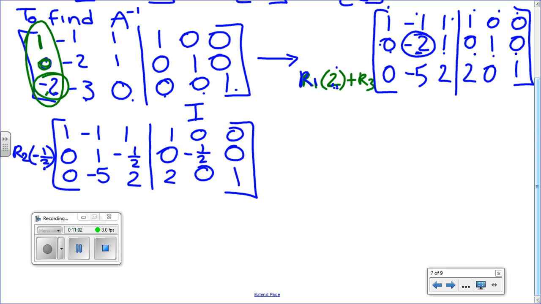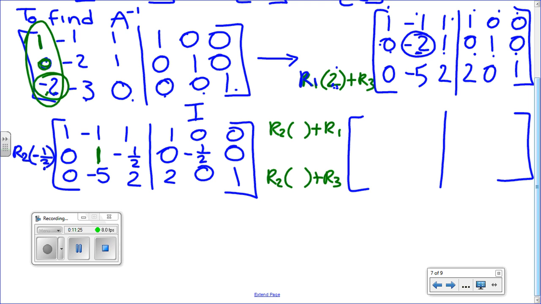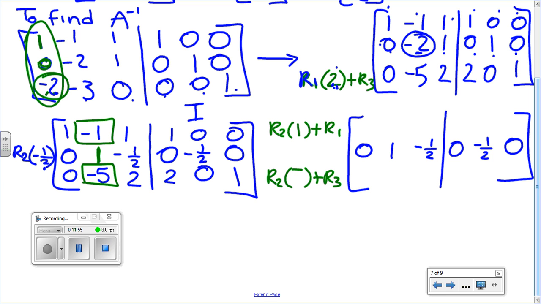Okay, so now our leading row is the one that contains that 1, so it's R2. So we're going to use R2 to create a new R1 and to create a new R3. So let's copy R2. 0, 1, negative 1/2, 0, negative 1/2, and 0. Okay, so we gotta make this negative 1 into a 0. So what is the additive inverse of negative 1? 1. Very good. And then we need to make this negative 5 into a 0. So what is the additive inverse of negative 5? 5. All right, so that's what we're going to use.